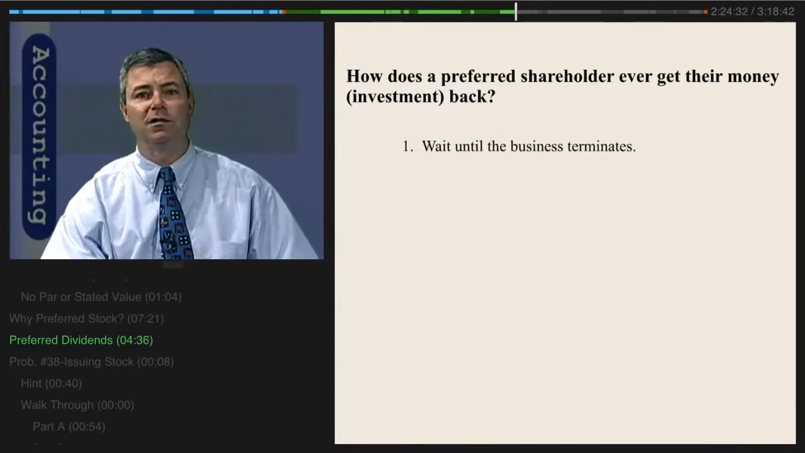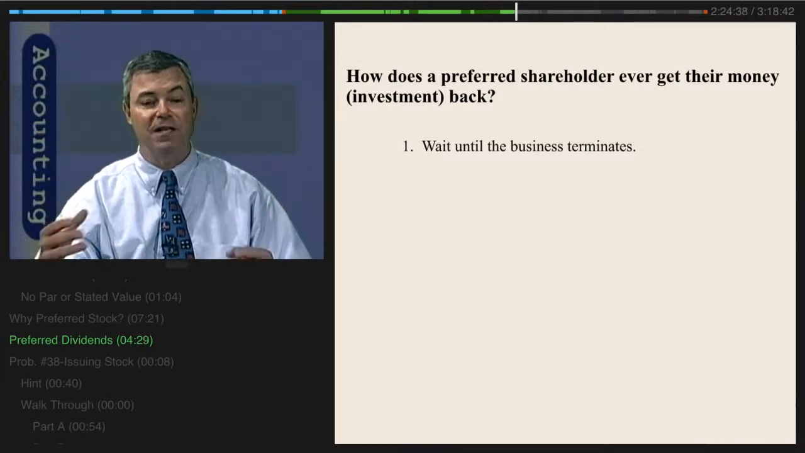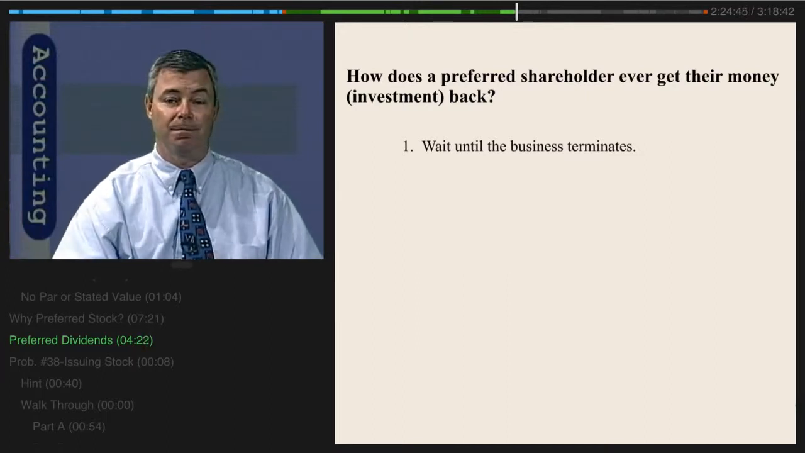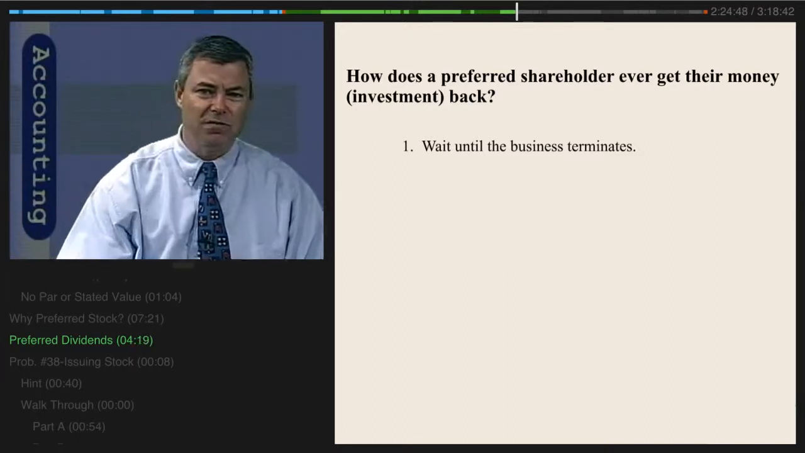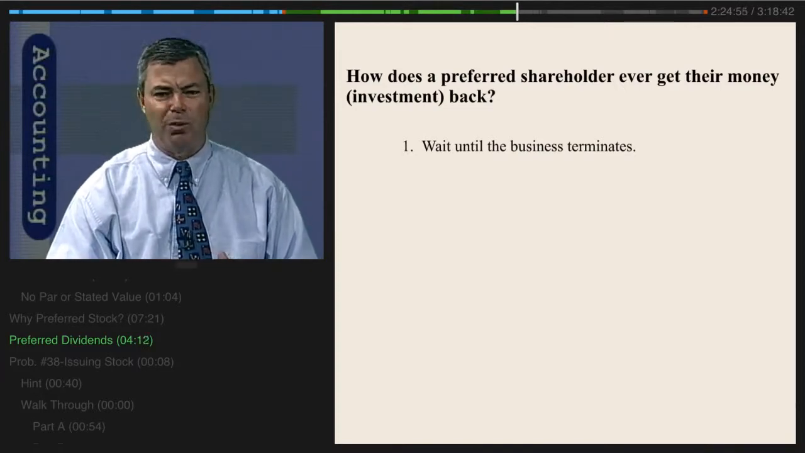Well, one way is they could wait until the business terminates, and upon termination, the company will take the assets, convert them all to cash, pay off the debts, and then pay off the preferred shareholders, at least to the extent of their par value, before the common shareholders get anything. So I could wait until the business terminates. But in most of these businesses that issue preferred stock, and many large publicly held businesses do, there is no plan for them to terminate the business.